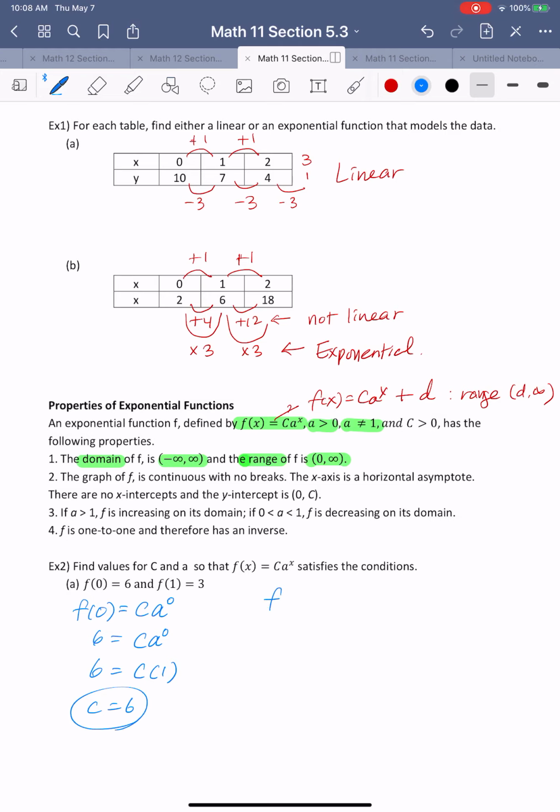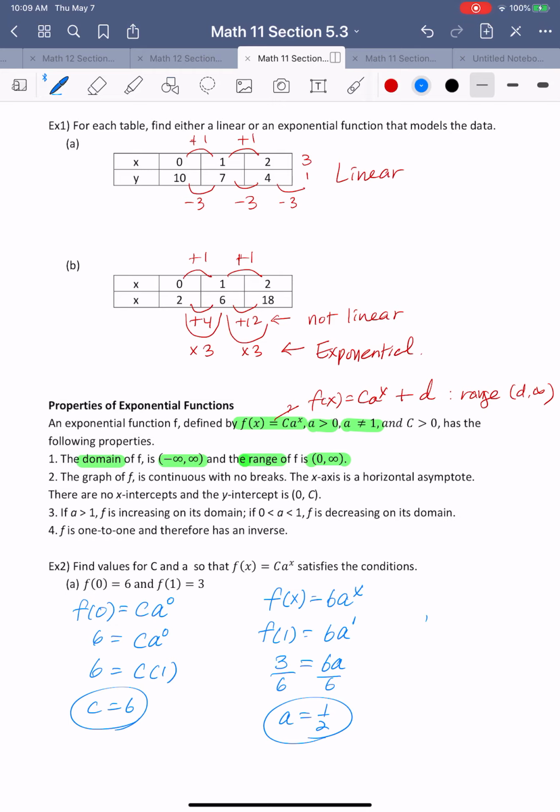Now I'm plugging in. The c is 6, so the function is 6 times a to the x. Now I need to find the a value. I want to use the second condition, which is f of 1 equal to 3. So f of 1 is 6 times a to the first power, which is equal to 3, and then divide by 6, a is equal to 1/2.